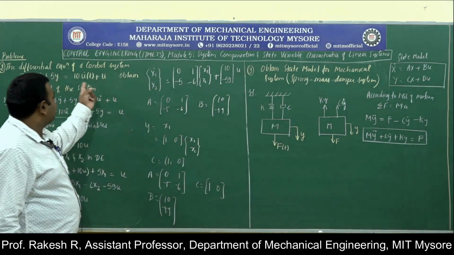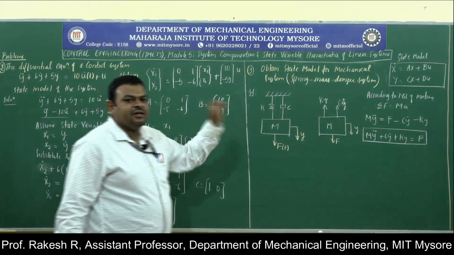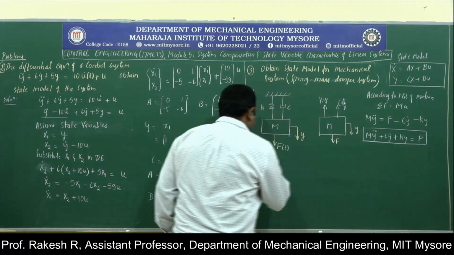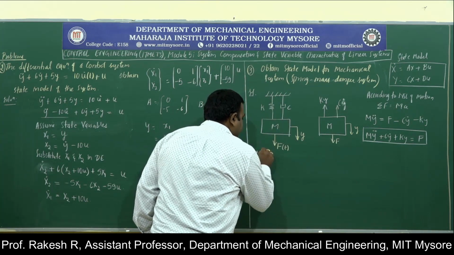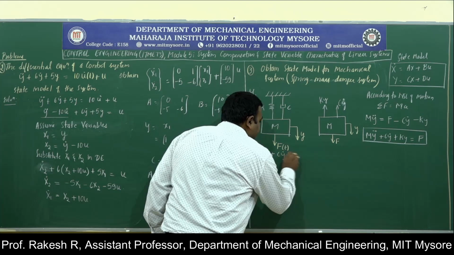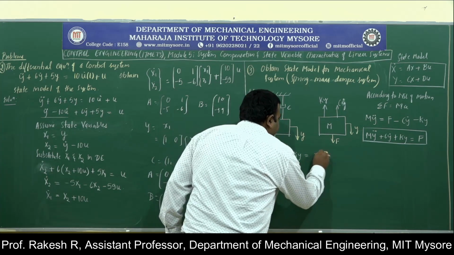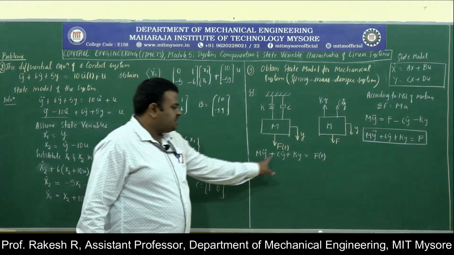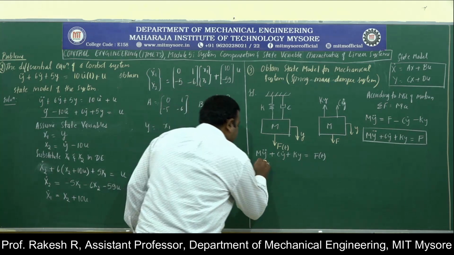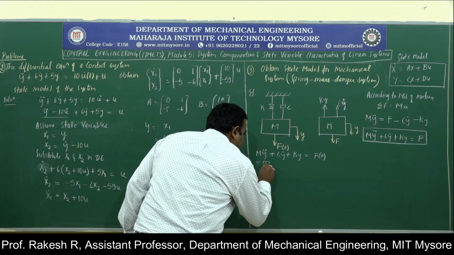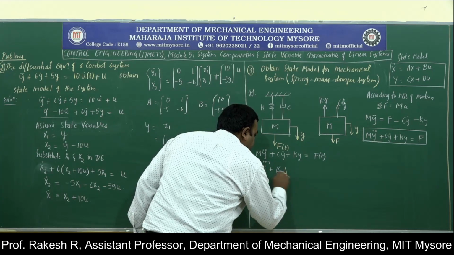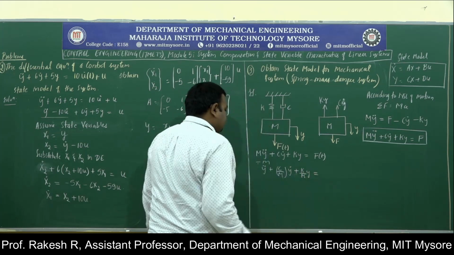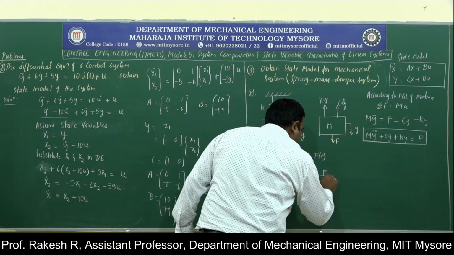In the previous cases they have given the differential equation. Here you have to derive the differential equation. So I want Y dot, Y double dot. So what I will do is rewrite the differential equation, M Y double dot plus C Y dot plus K Y is equal to F. This is nothing but F of t is the input and this is the Y. So divided by M, Y double dot plus C by M into Y dot plus K by M into Y is equal to F by M.